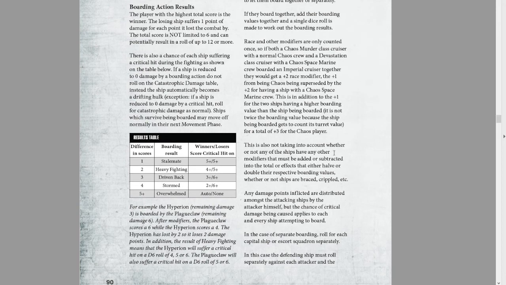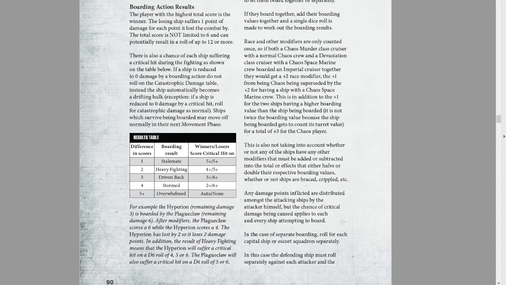This is also not taking into account whether or not any of the ships have any other modifiers that must be added or subtracted. So if a ship is braced or on special orders or crippled, they still apply, both coming and going. Any damage points inflicted are distributed amongst the attacking ships by the attacker himself, but the chance of critical damage being caused applies to each and every ship attempting to board.